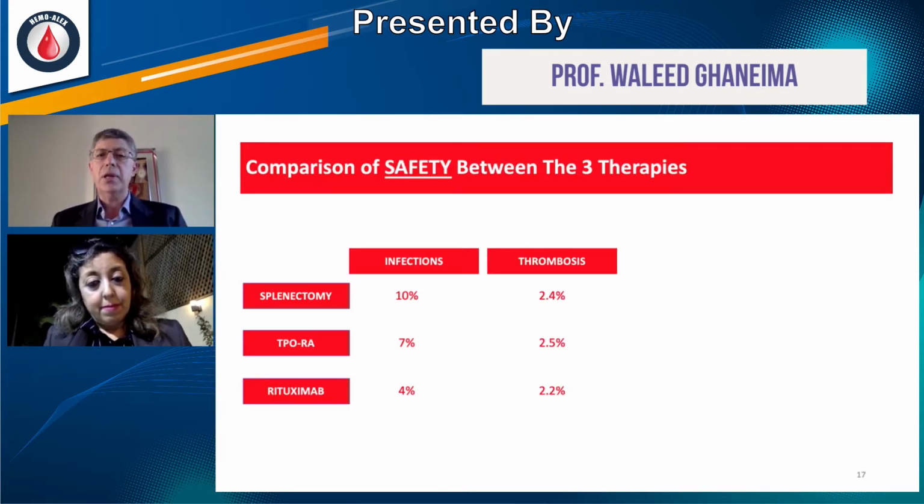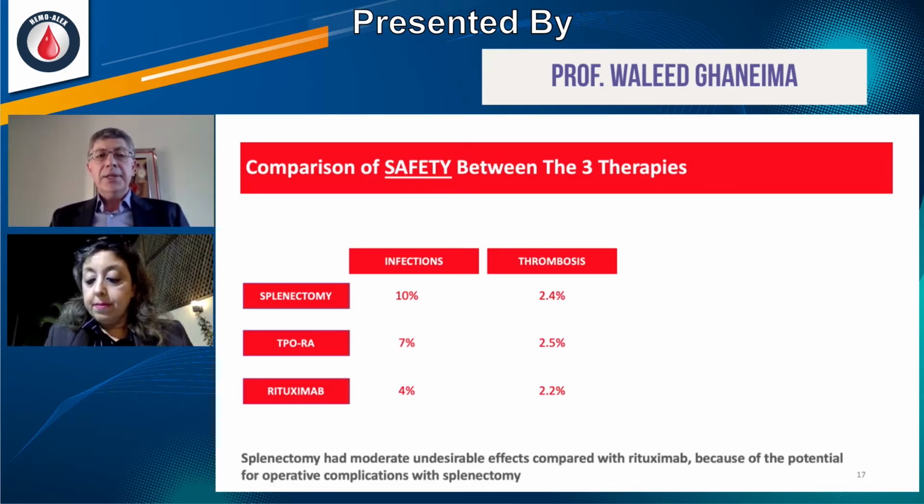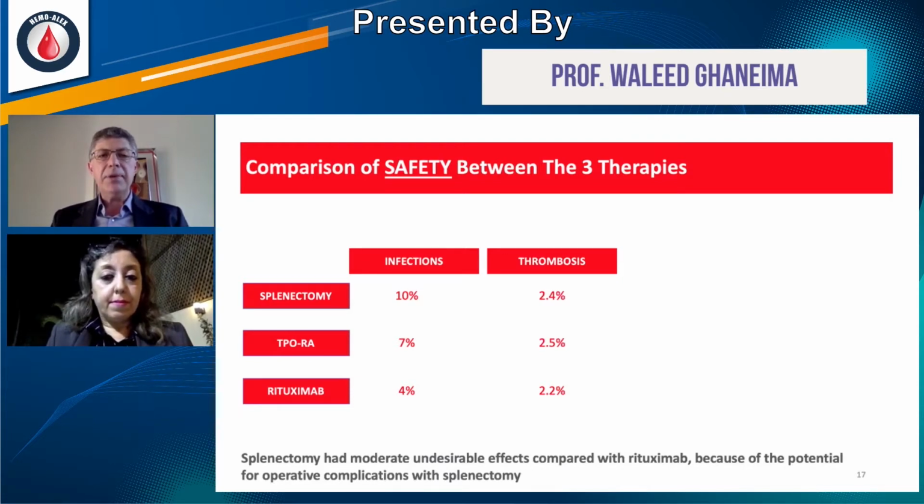How about thrombosis? 2.4, 2.5, 2.2. Probably unfair with regard to rituximab if we look at rituximab here. So the remark they made, splenectomy had a moderate undesirable effect compared with rituximab because of the potential for operative complication with splenectomy, and that's true too.